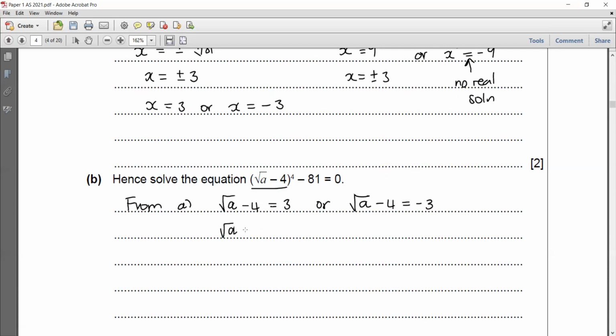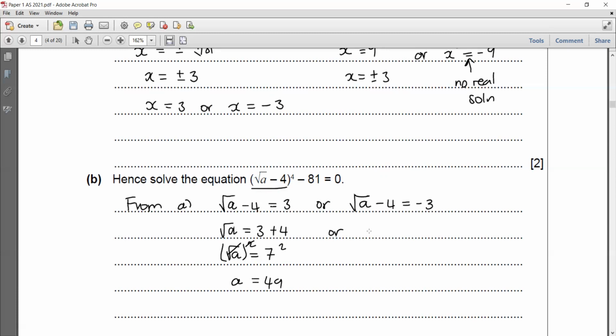You have the square root of a equal to 3 plus 4. The square root of a is equal to 7. Then to get rid of the square root, I'll square both sides. The square root and the square will cancel. I get a is equal to 49.